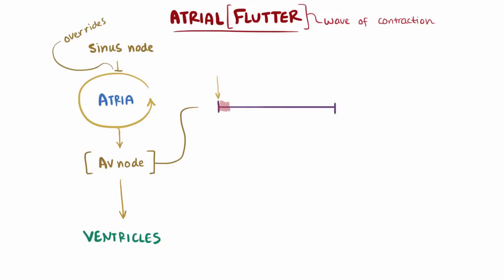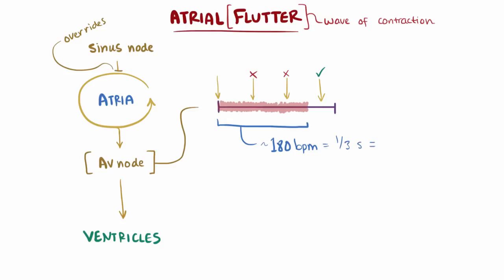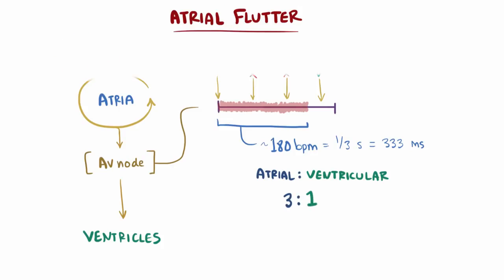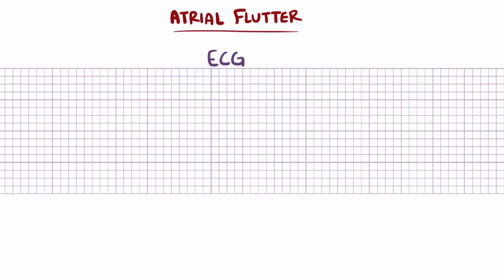Luckily, the AV node has a relatively long refractory period, meaning it can't conduct every single impulse being sent from the atria, and typically maxes out around 180 beats per minute, meaning it has to wait a minimum of about 1/3 of a second, or 333 milliseconds, until it can relay another signal. So if the atrial rate's higher than 180 beats per minute, you'll end up only getting a ratio of atrial beats to ventricular beats, like 2-to-1 or 3-to-1 in this case. That might make a little more sense if we look at an ECG.